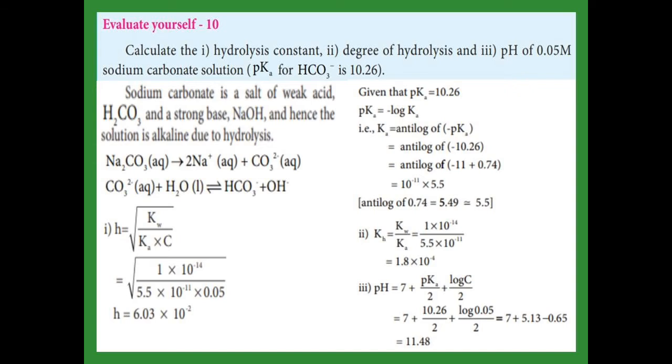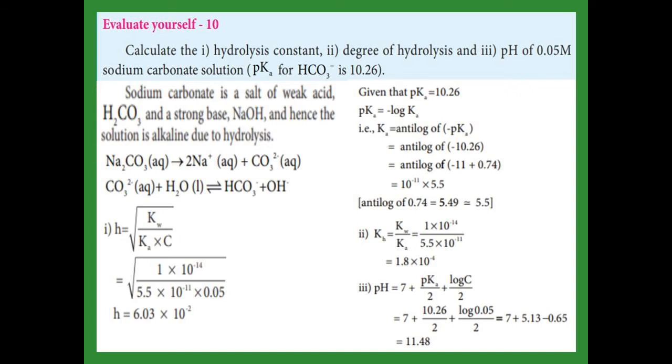Now sodium carbonate is a salt of a weak acid, that is H2CO3. Carbonic acid is a weak acid, and sodium hydroxide is a strong base. When combining sodium hydroxide and carbonic acid, we get the sodium carbonate salt. Then we are going to see the hydrolysis reaction. Sodium carbonate gives sodium plus and carbonate ion. Then the carbonate ion reacts with water and gives HCO3 minus and OH minus. In that equation the OH minus concentration is greater, so the solution is basic. On hydrolysis it gives a basic solution.